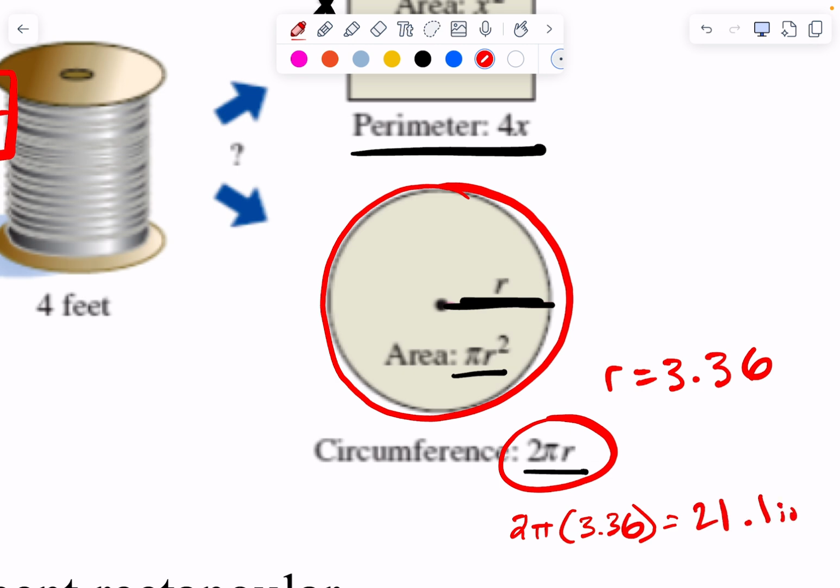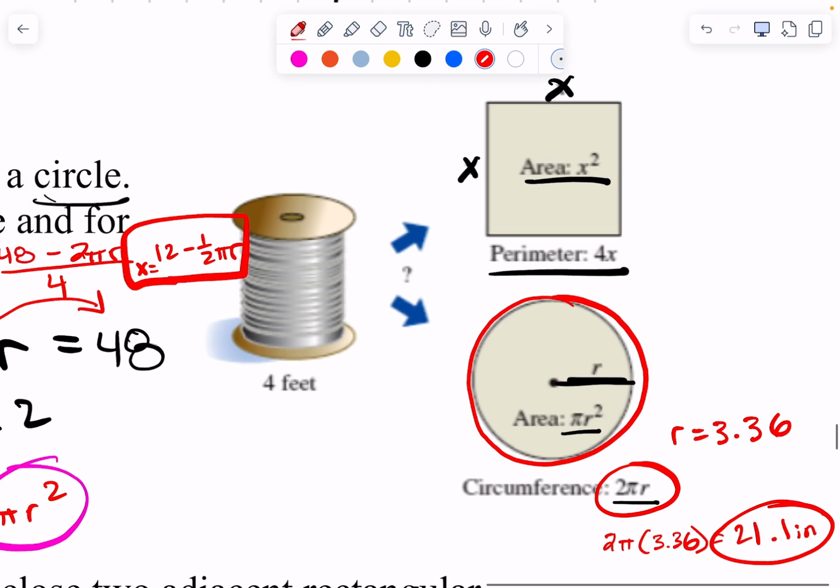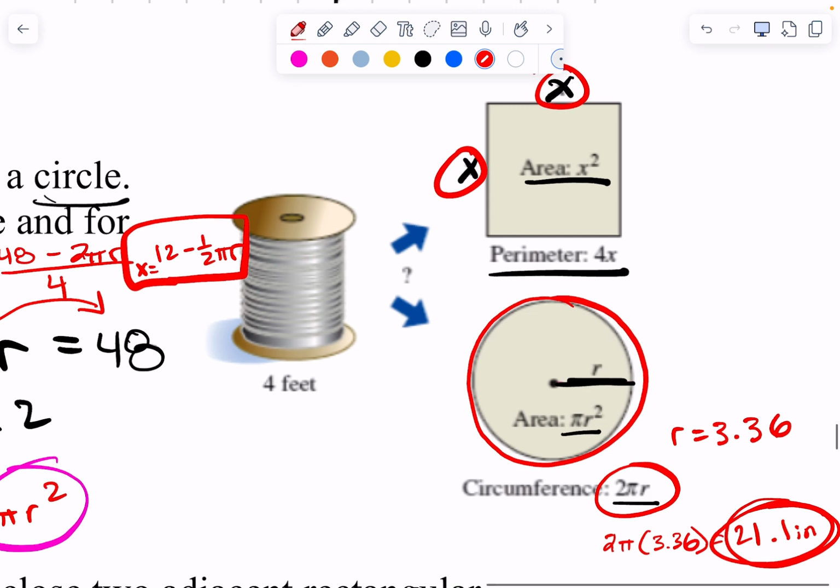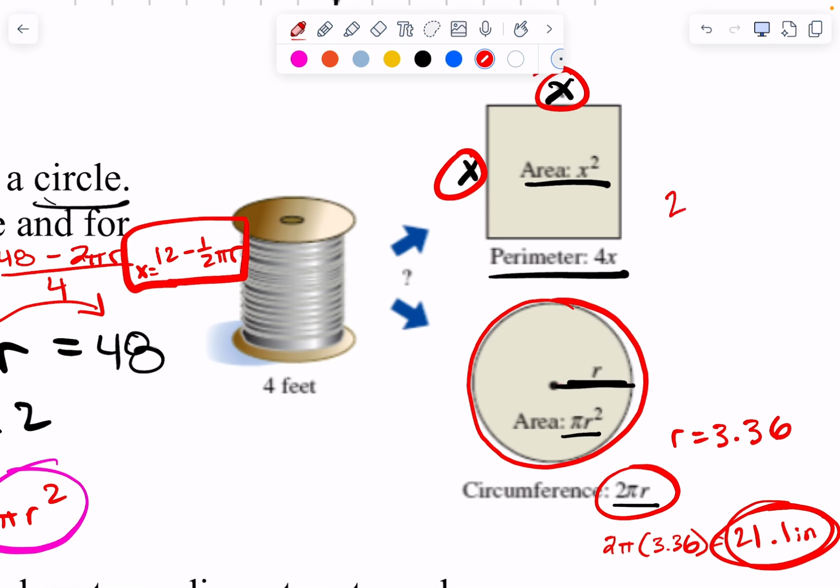21.1 inches. Okay. Now, how much of the wire will be used for the square? We don't even know what x is at this point. But do we need to find x? I don't know that we need to find x. We could just subtract 21.1 from 48, right? 48 inches total. So like 26.9 inches. And then we don't even need to know what x is. I guess we could find what x is. Take the square root of 26.9, right? No. Take 26.9 and divide by 4. And that's what would give us each x, which is going to be like 6 point something, right?